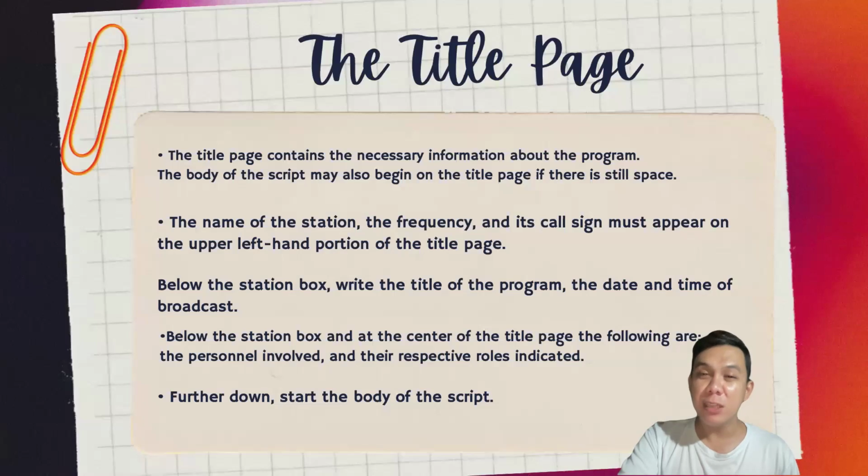Okay, so let us proceed to the script format. In the title page, we have certain elements that need to be present. The title page contains the necessary information about the program. The body of the script may also begin on the title page if there is still space. Next, the name of the station, the frequency, and its call sign must appear on the upper left-hand portion of the title page. Below the station box, write the title of the program, the date, and the time of broadcast. Next, below the station box and at the center of the title page, the persons involved and their respective roles are indicated. Further down, start the body of the script.